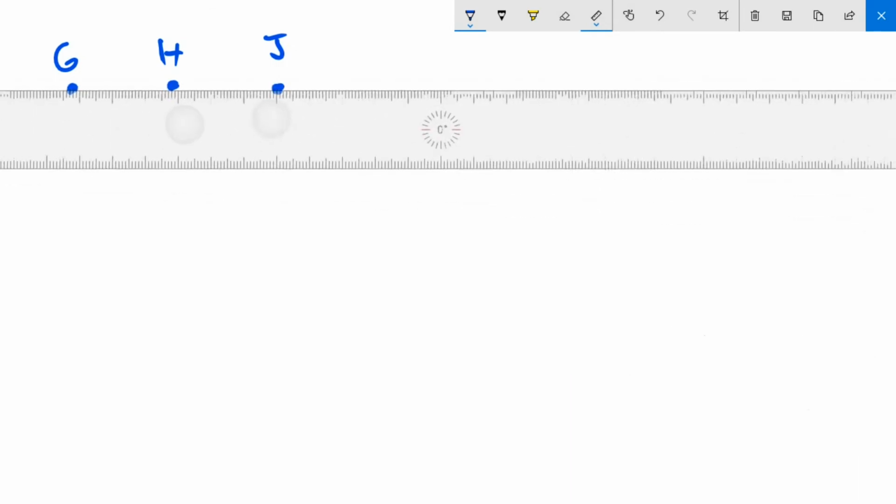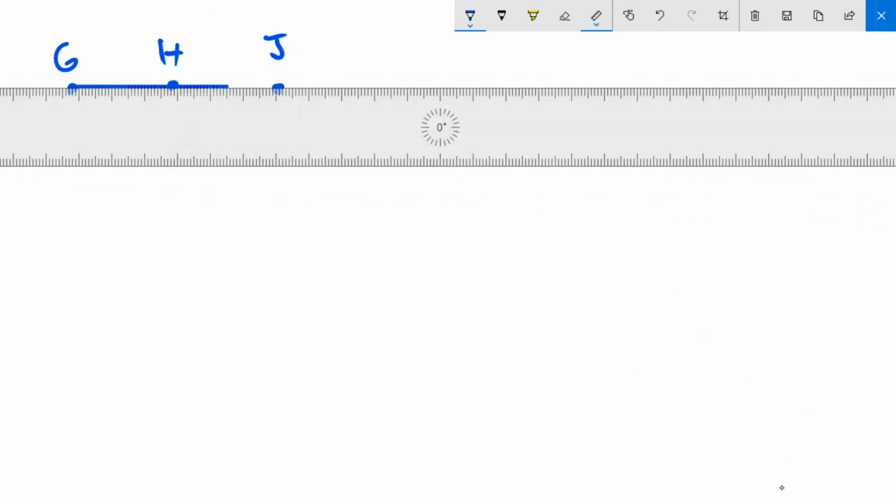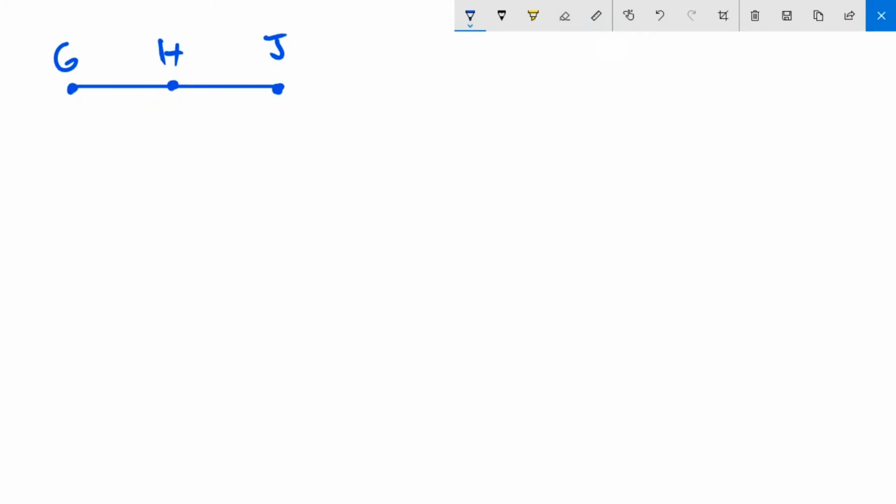And then watch this. Oh, straight line. Oh my goodness. Okay, anyways. So we have H between G and J. Now it says GH is 8x minus 9, and HJ is 2x plus 27.